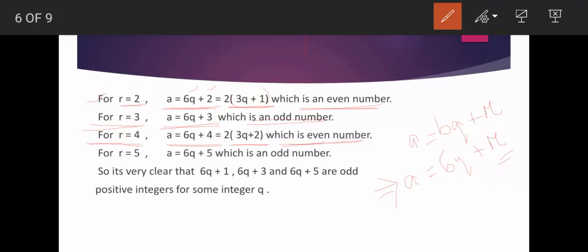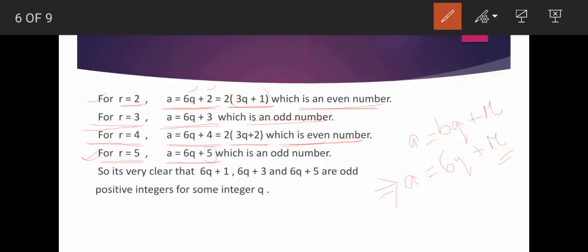And for the last value, for r is equal to 5, actually we had considered values of r from 0 to 5. That is why in this case this is the last value of r. So for r is equal to 5, we are getting a is equal to 6q plus 5. In place of r, we have put 5 here.